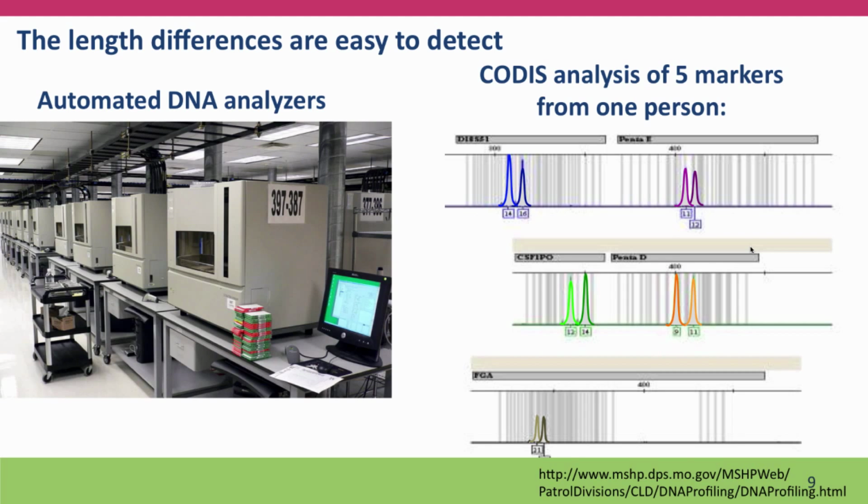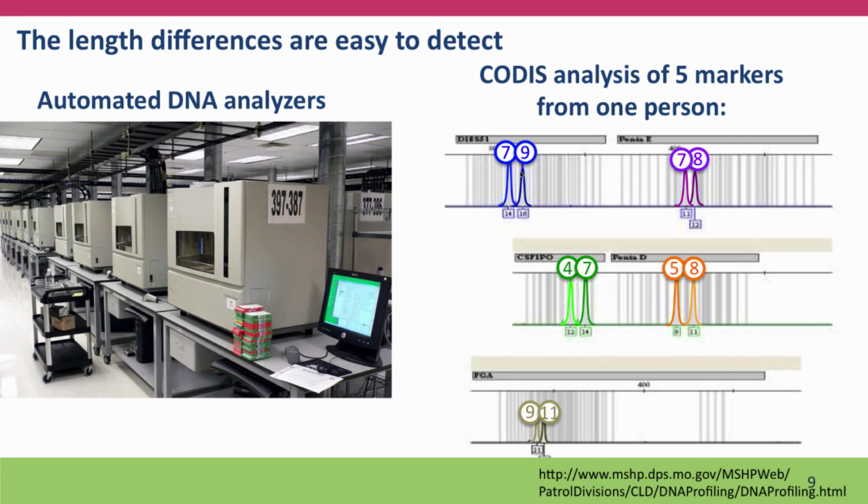Now, another advantage of using length differences as genetic markers is that they're much easier to detect than sequence differences. They can easily be detected by automated DNA analysis. Here's an example of a readout of the markers from one person. So here are the 2 alleles of one marker, 2 alleles of a different marker, a different one, a different one. In each case, they're shown as a trace, and the position of the peaks identifies the number of repeats.